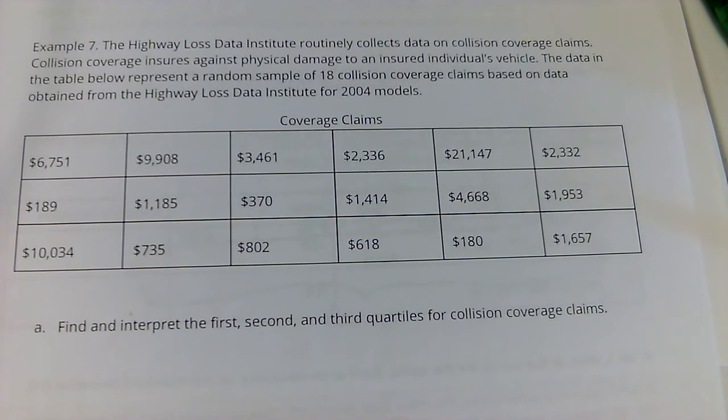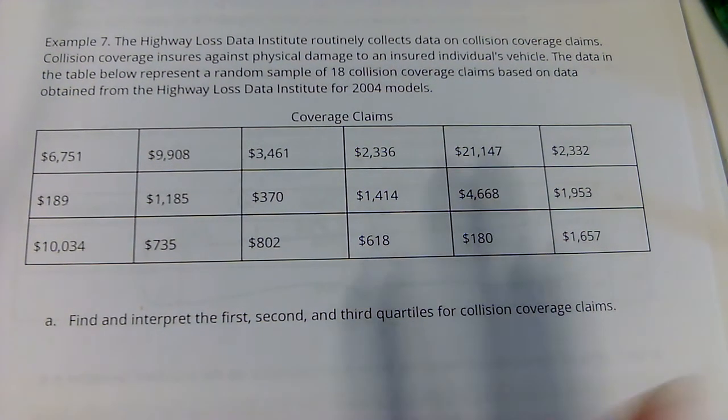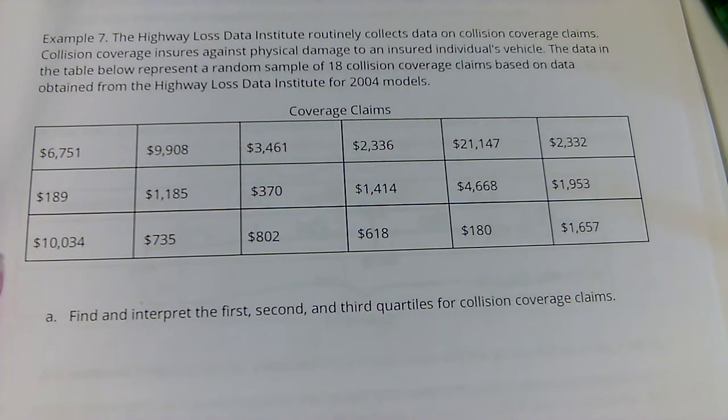So we've got some data here. The Highway Loss Data Institute routinely collects data on collision coverage claims. Collision coverage insures against physical damage to an insured individual's vehicle. The data in the table below represents a random sample of 18 collision coverage claims based on data obtained from the Highway Loss Data Institute for 2004 models. Now, we could list them all out, but I'm going to show you how to do this a lot faster.